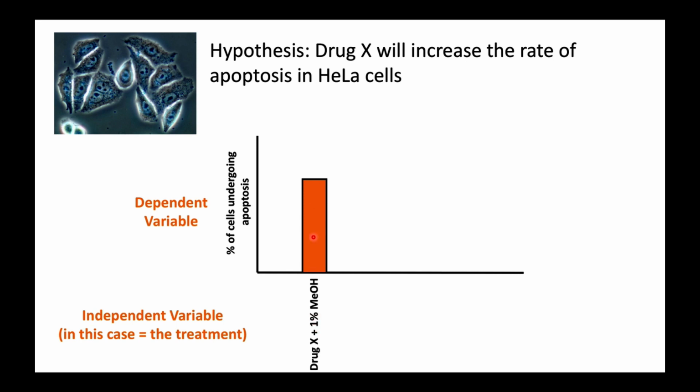We have nothing to compare it to. So we obviously need to have some sort of control in there. One of the things we need to have is a negative control. One negative control would be to have some untreated cells. So we have some other cells that have not seen the drug. We also measure how many of them undergo apoptosis, and then we can start to compare what's happened with the two of them. So that's a better experiment.